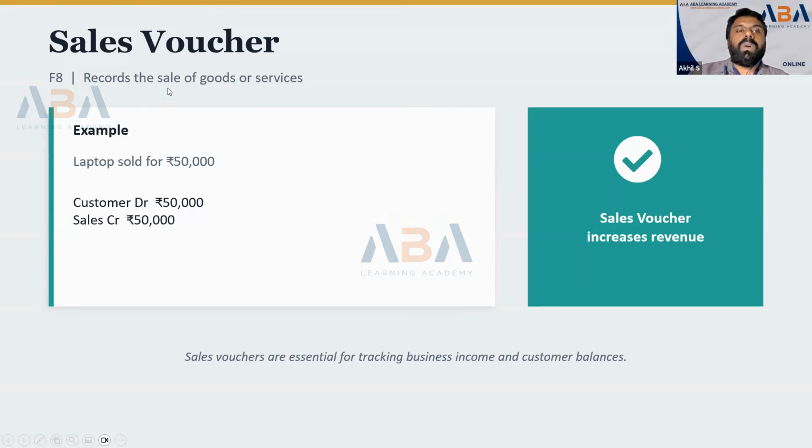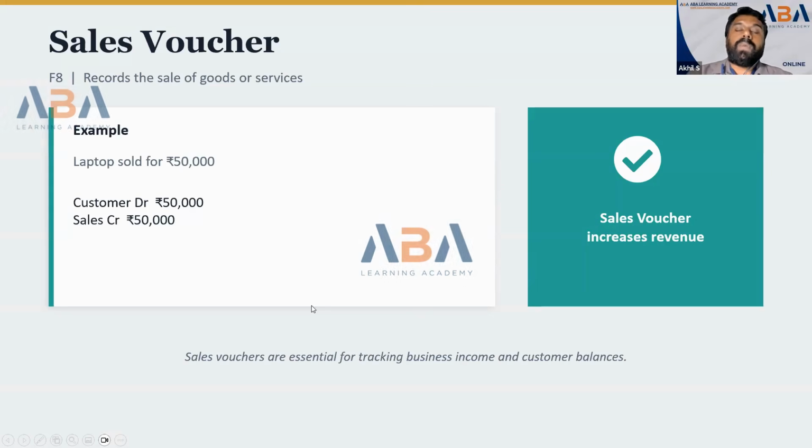Okay. So it records the sale of goods or services. If you are selling any service or providing any service, or if you're selling any inventory, everything goes through sales voucher. For example, you are selling a laptop for 50,000. So we have to debit the customer and credit the sales account. Sales vouchers are essential for tracking business income and customer balances. So that is the purpose of sales voucher.